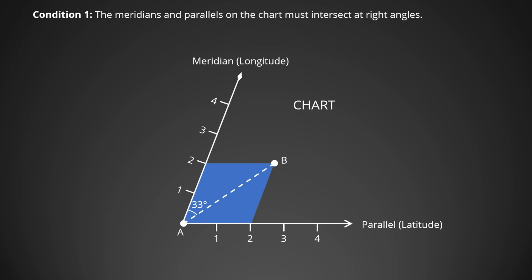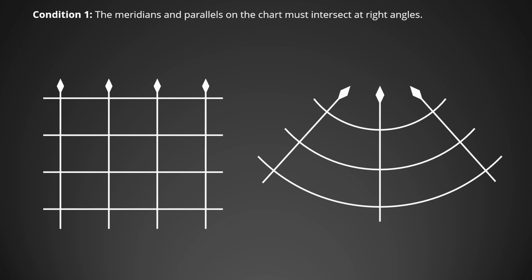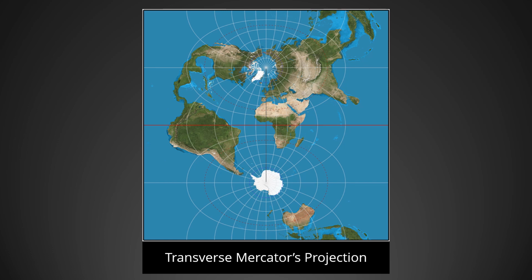Meridians and parallels do not need to be straight lines. Diagram on the screen represents a set of meridians and parallels. Both diagrams are conformal even though the parallels of the diagram on the right side are made of curved lines. This is a transverse Mercator's chart. It looks weird, but it is conformal. As you can see, all the meridians and parallels are intersecting at right angle.